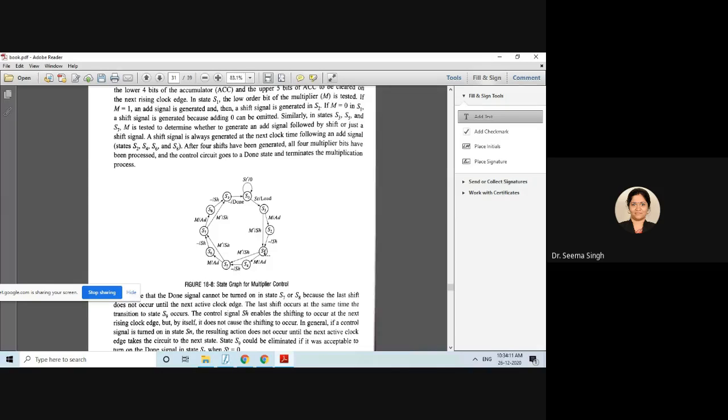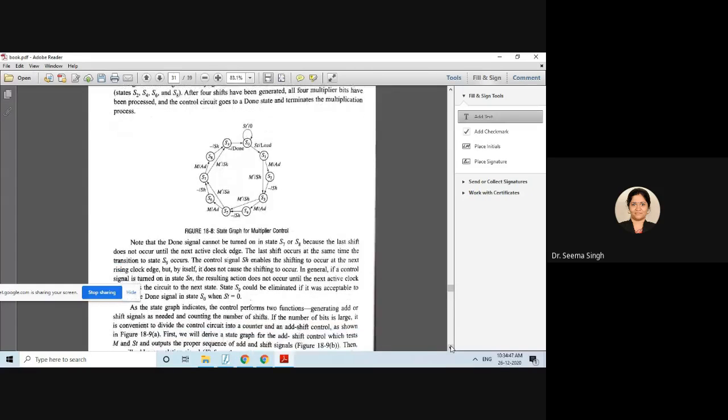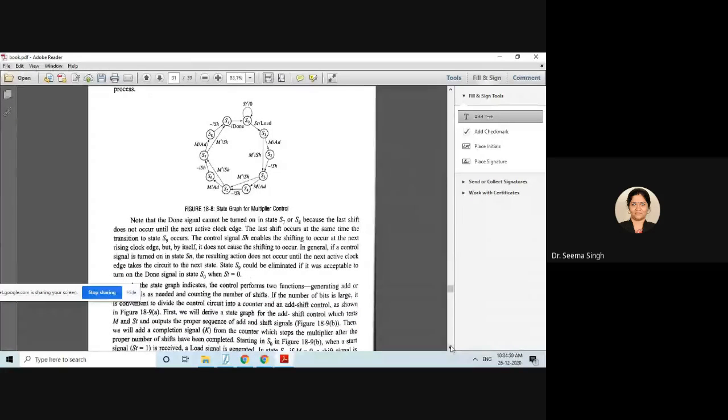I hope this part is clear. If M is 1, add and then shift. If M is 0, directly only shift. And this happens 4 times. So number 1, number 2, number 3, number 4. When this happens 4 times and it reaches the last but one state, it will give your done signal high and it goes to the initial state. So this is your state graph of the multiplier control. Please remember that the state graph we are making is for the control circuit only and not for addition. Addition does not require a sequential state graph, because addition is a combinational operation.